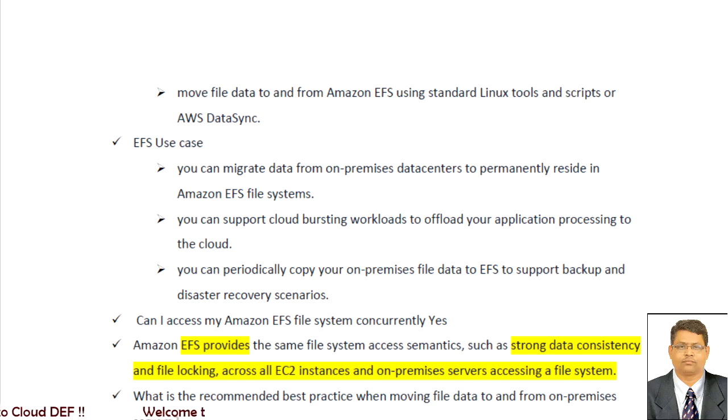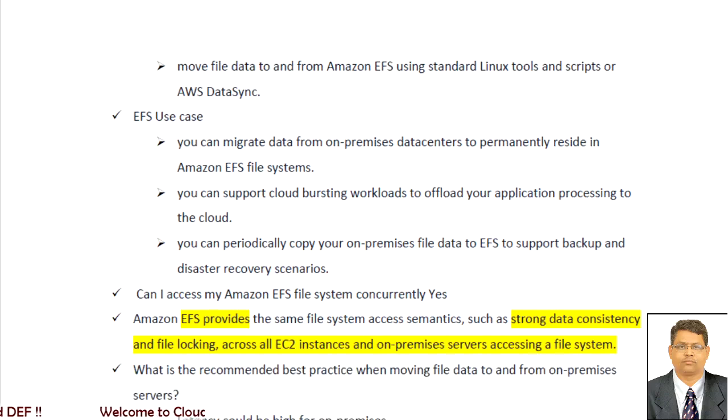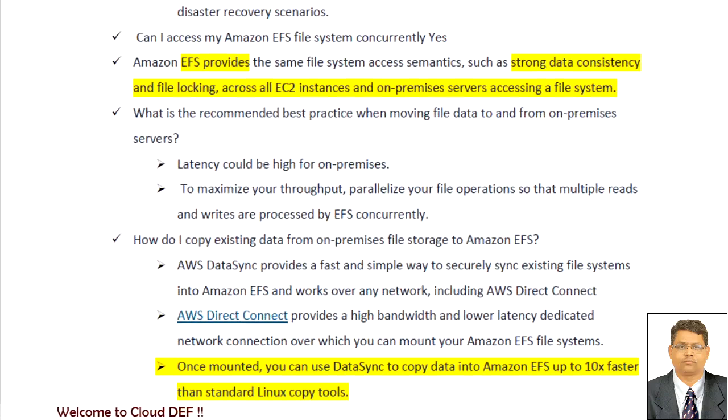What is the recommended best practice when moving file data to and from on-premises servers? Latency could be high for on-premises. To maximize your throughput, parallelize your file operations so that multiple reads and writes are processed by EFS concurrently. How do I copy existing data from on-premises file storage to Amazon EFS? AWS DataSync provides a fast and simple way to securely sync existing file systems into Amazon EFS and works over any network, including AWS Direct Connect.